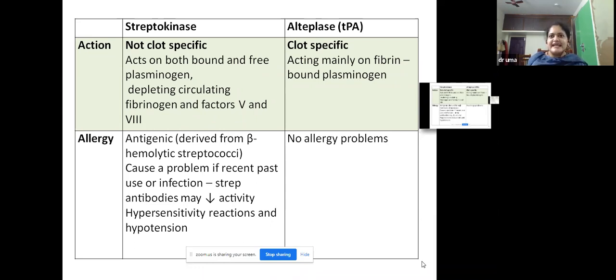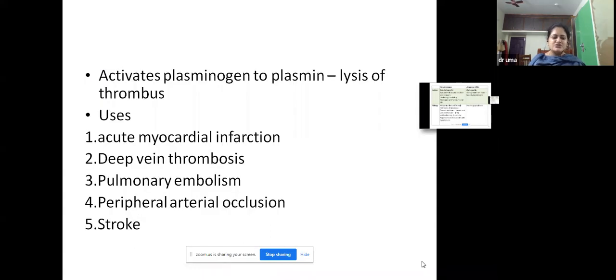Streptokinase is derived from beta hemolytic streptococci, so it is antigenic. When you have had infections in the recent past, or have taken the drug already, antibodies would have formed, which will decrease the effect of streptokinase. Hypersensitivity reaction and hypotension are common with streptokinase, but there is no allergy problem with alteplase. They are used mainly in MI, deep vein thrombosis, pulmonary embolism, peripheral arterial occlusion, and stroke.